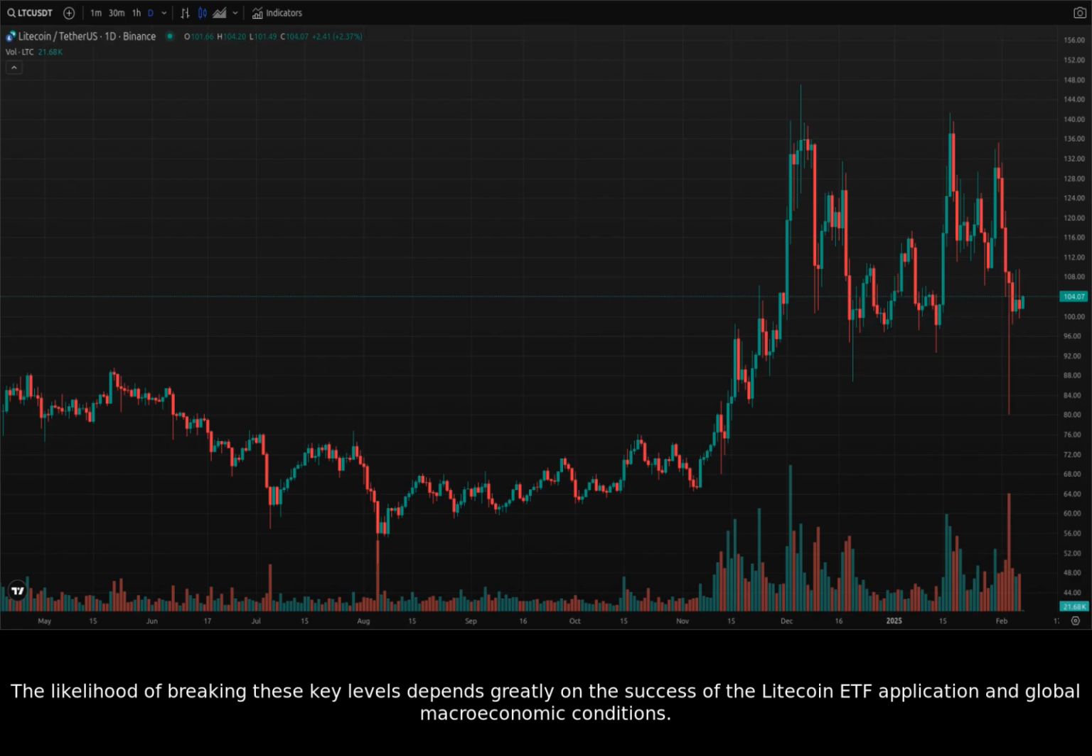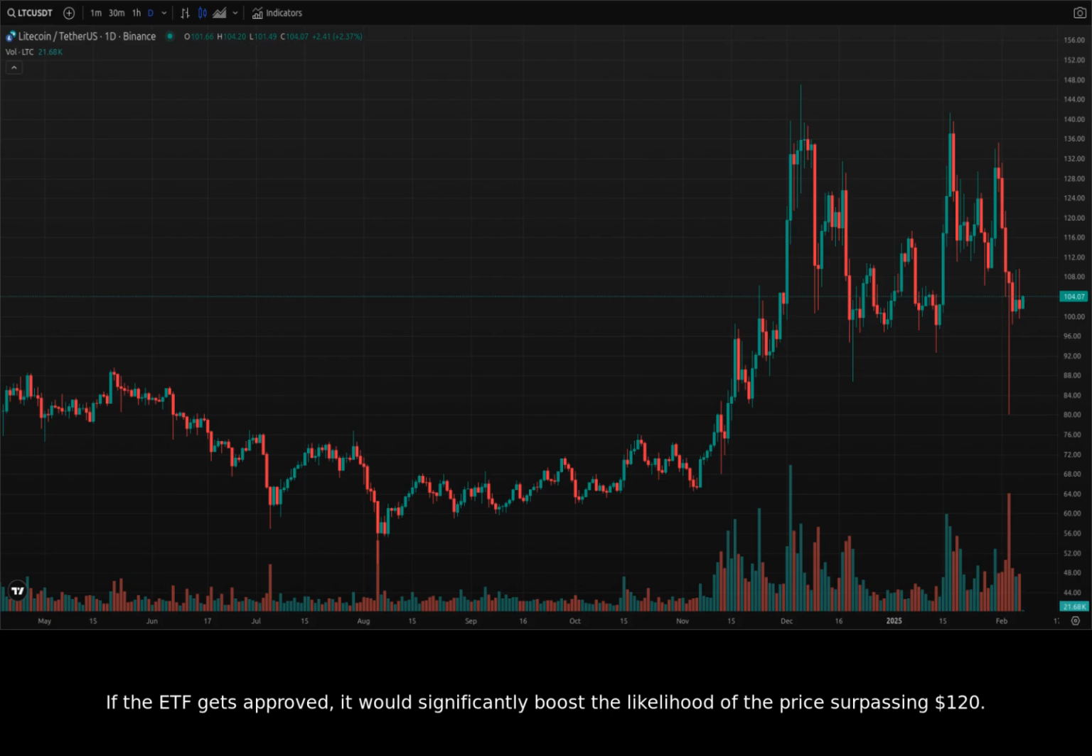The likelihood of breaking these key levels depends greatly on the success of the Litecoin ETF application and global macroeconomic conditions. If the ETF gets approved, it would significantly boost the likelihood of the price surpassing $120. If the market sentiment turns sour, we might observe a drop towards support levels.